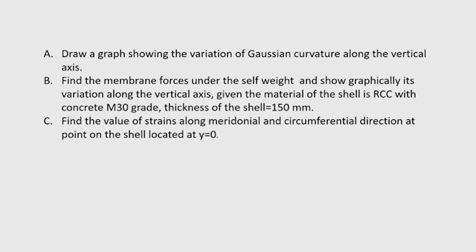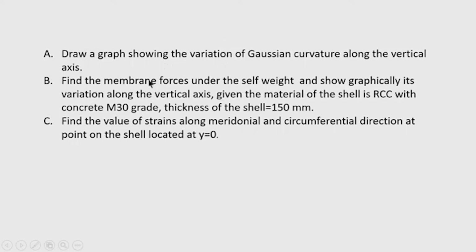Now, let us see the stress variation or the membrane force variation. First, let us see how the Gaussian curvature varies along the vertical axis. Gaussian curvature is known as the product of two principal curvatures. The radii of curvature R 1 and R 2 are obtained. So, we can now find the Gaussian curvature as 1 by R 1 into 1 by R 2.